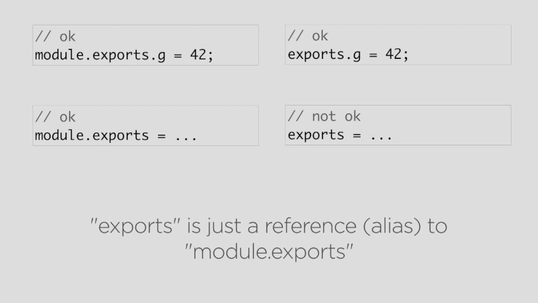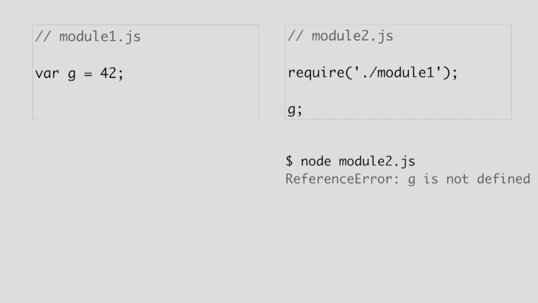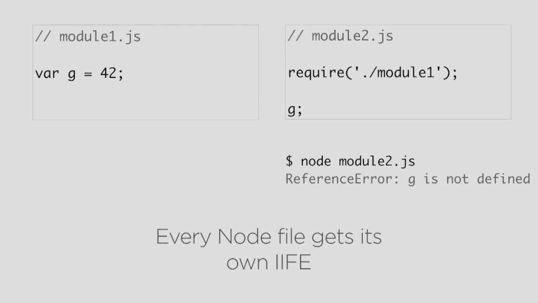Cool? So let's keep on this topic. If you have module 1 that defines a global variable g, and in module 2, you require that module 1, and you try to access g, you get g is undefined. Why? If you do that in a browser, you definitely can access g. All the scripts can access any variable defined in any script. Why is it not the case in Node? Who knows the answer? Because every Node file gets its own IIFE, automatically behind the scenes.